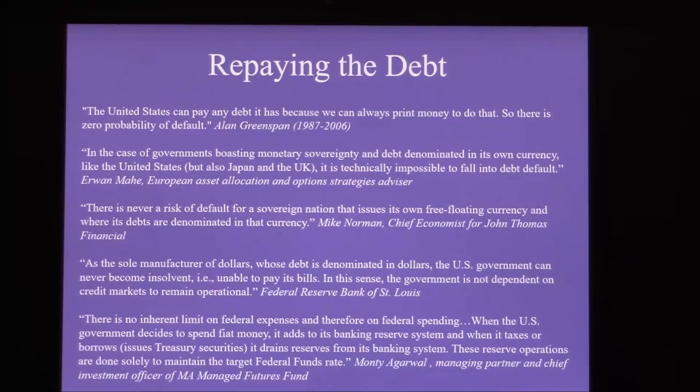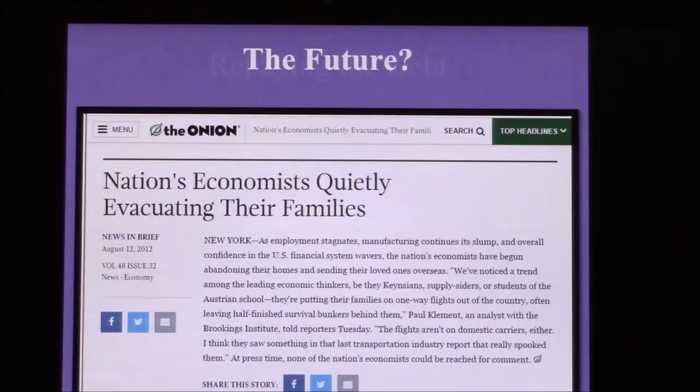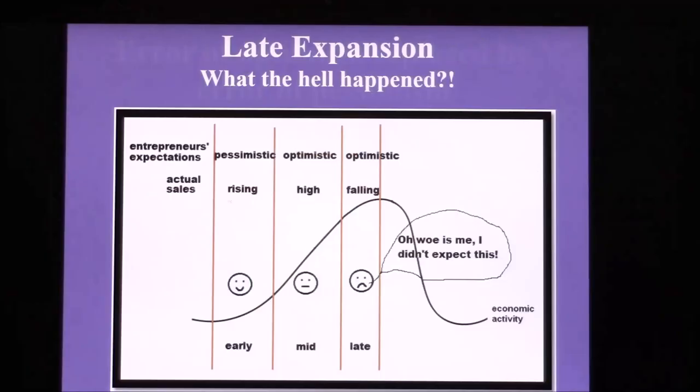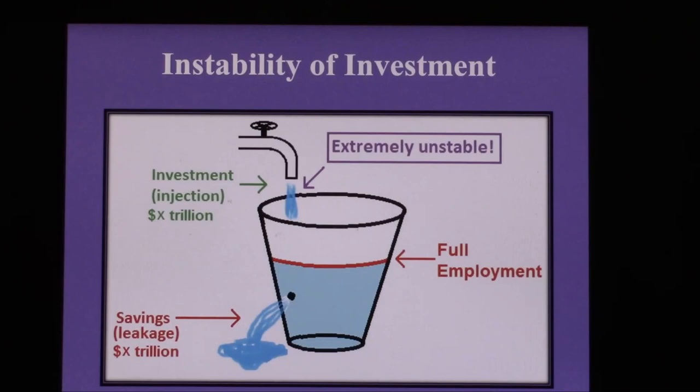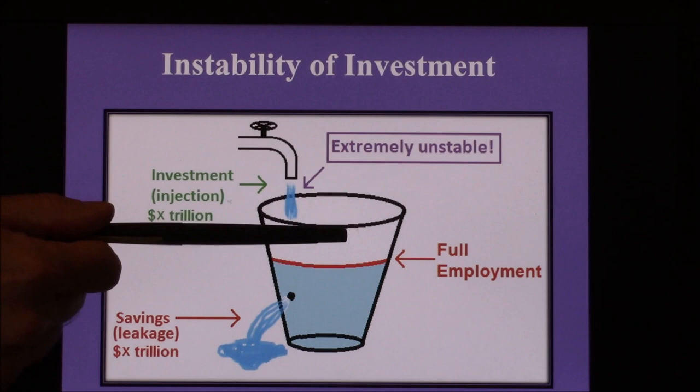All right, so what do we do about this? Let me back up to the bucket. If that's unstable, how are we going to fix it? Well, the post-Keynesian view and the neoclassical Keynesian view is that the government can do that. We just need a second spigot. When the spigot gets turned down here, then we have the other spigot that gets turned on, right?